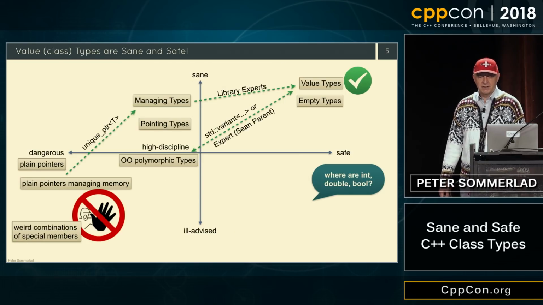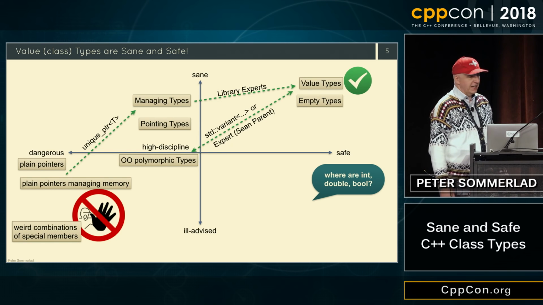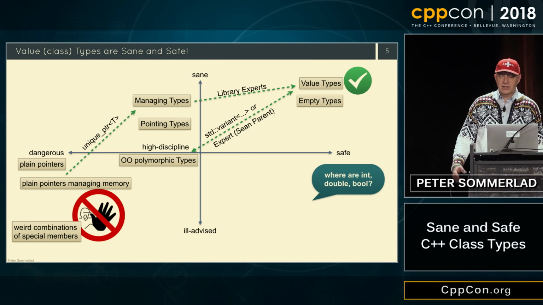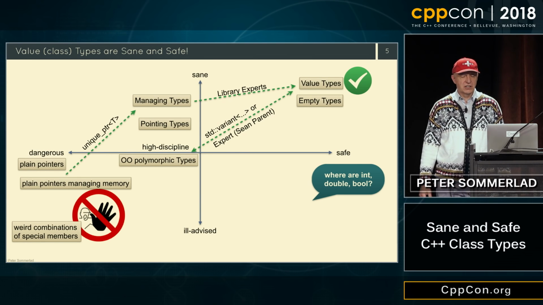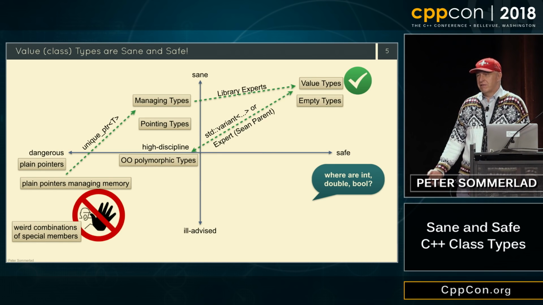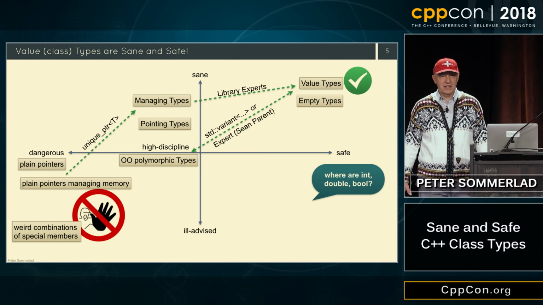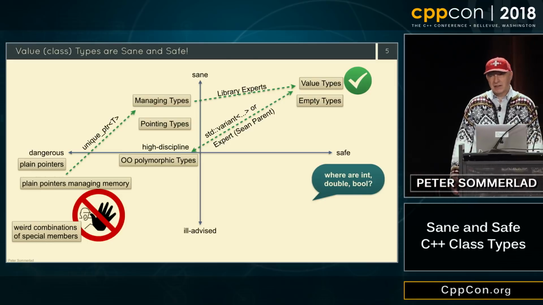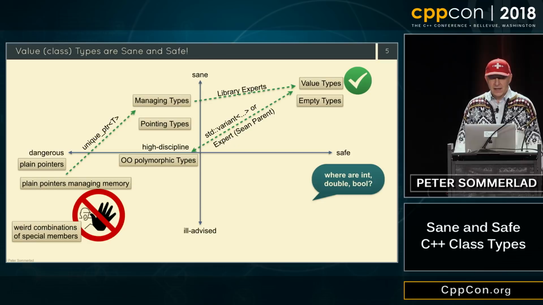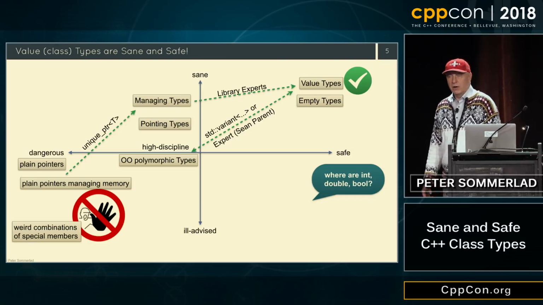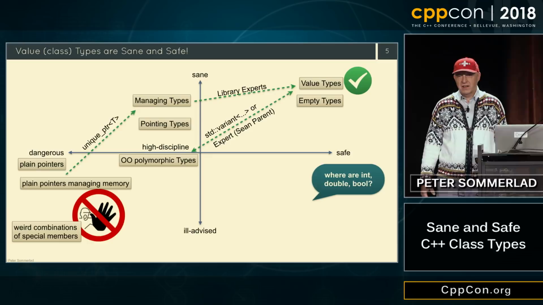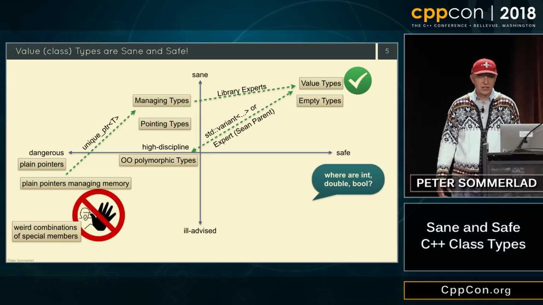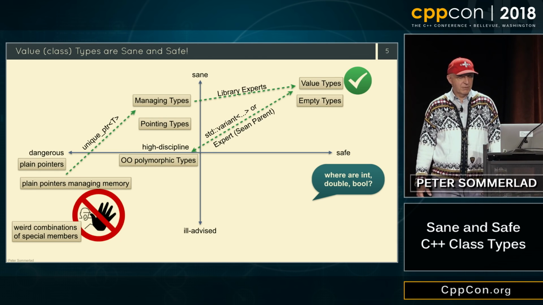Now, if we fill out the quadrant with categories of types that I would like to explain to you, we have value types, and in the upper right corner, empty types. If you don't have data, you can't have races, so nothing can go wrong. That's the corner where everything is sane and safe. But there are other types like OO polymorphic types, and they are on the hard hat side of the quadrant. You have to make sure that you're not doing insane things with them.